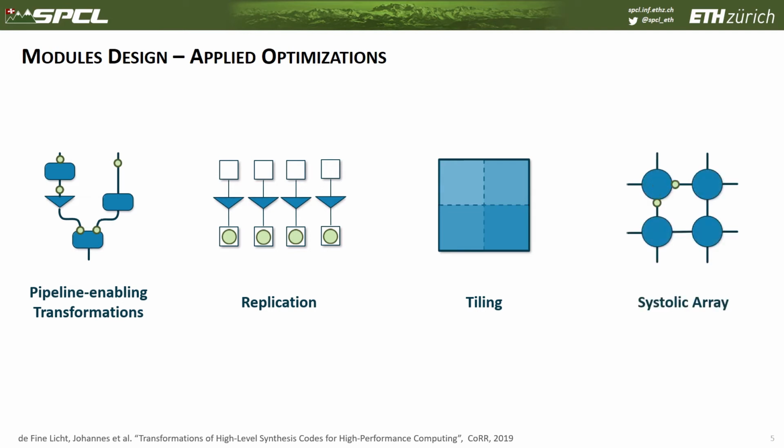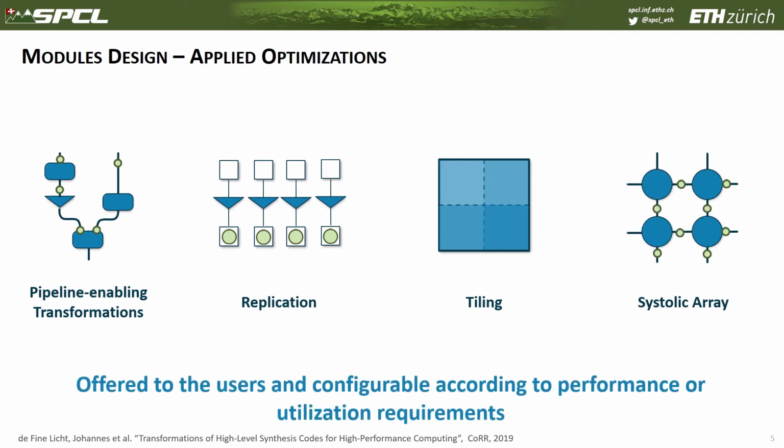Finally, for GEMM, we offer a systolic array implementation that allows the module to use a vast portion of the entire chip resources. All these optimizations are offered for free to the user, but they are also configurable to allow the user to specialize the module according to the desired performance or utilization requirements.